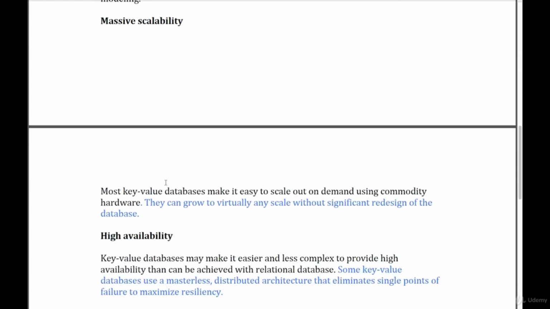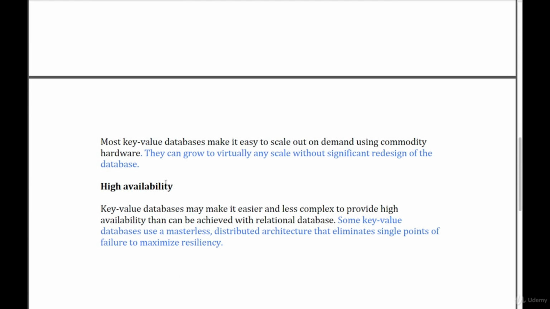Massive scalability. Most key value databases make it easy to scale out on demand using commodity hardware. They can grow to virtually any scale without significant redesign of the database. And another cool factor regarding the key value store is high availability. Key value databases may make it easier and less complex to provide high availability than can be achieved with a relational database. Some key value databases use a master-less distributed architecture that eliminates single points of failure to maximize resiliency.